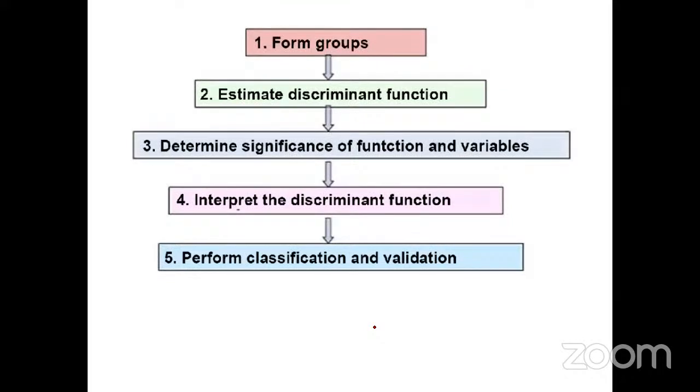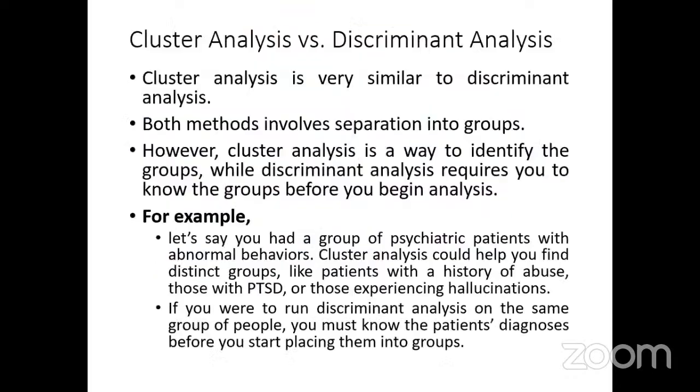Now there are some steps we need to follow while performing discriminant analysis. First, we have to form the groups. Based on these groups, we estimate the scores, that is the discriminant function. Once you make the discriminant function, we determine the significance of this function and its variables. Then based on this function, we interpret it, proceed to perform the classification, and perform validation of the classes we made based on the discriminant function. This is a flowchart for doing discriminant function analysis.